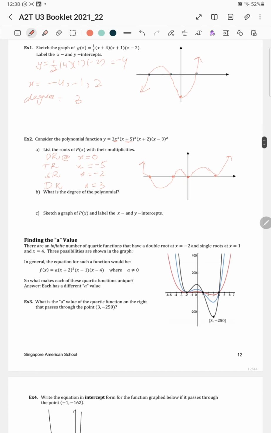What is the degree of the polynomial? Sketch the graph of p of x and label the x and y intercepts.